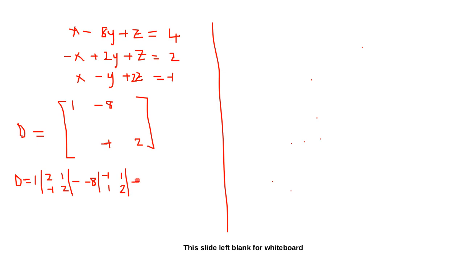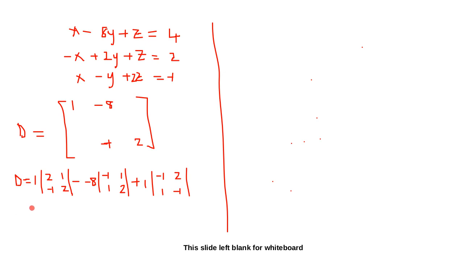Then we add, so plus 1, this third element here, 1, again because it is appearing in row 1 and column 3, so we delete row 1 and we delete column 3, so its minor is -1, 2, 1, -1. Yes, so that is that.